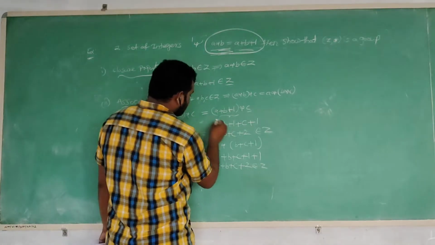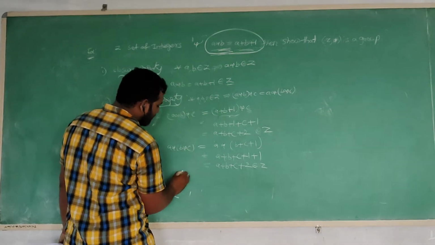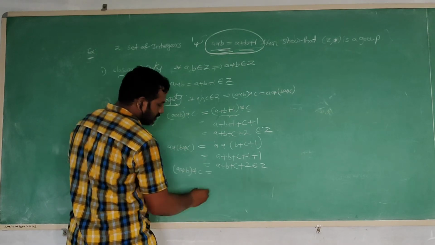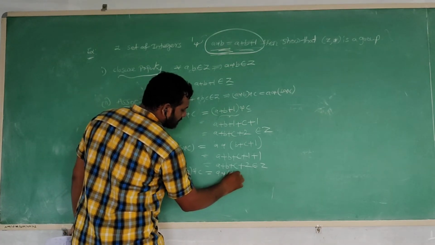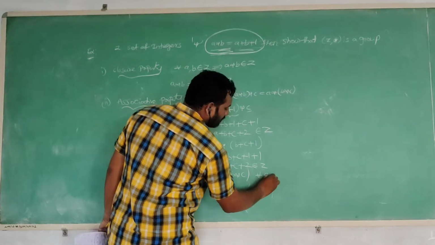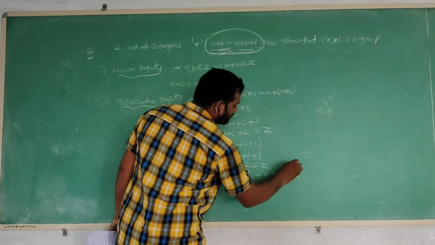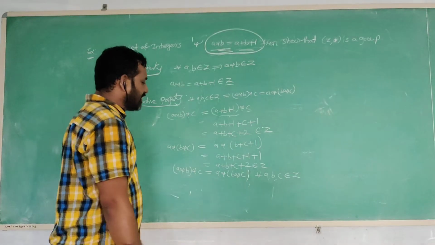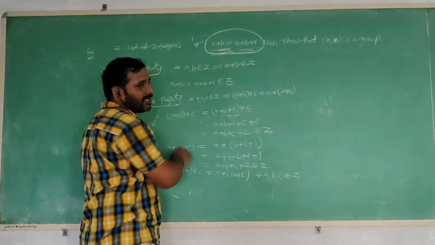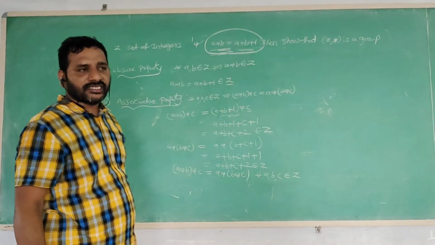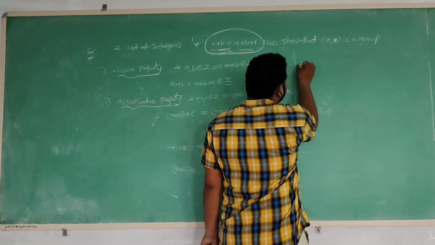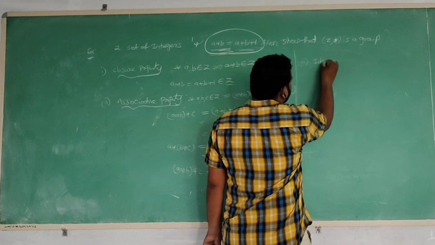Therefore, from these two we can say that (a * b) * c equals a * (b * c) for all a, b, c belonging to Z. Therefore, Z satisfies the associative property with respect to the operation star. That means Z comma star satisfies the associative property. Okay, next one, the third one, identity property.